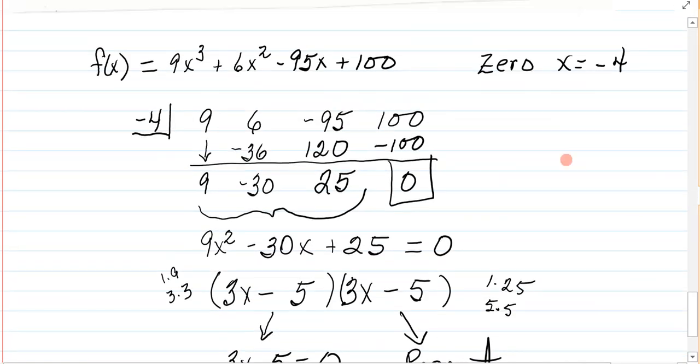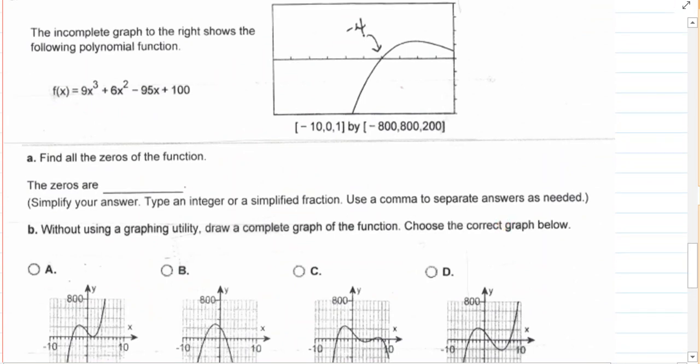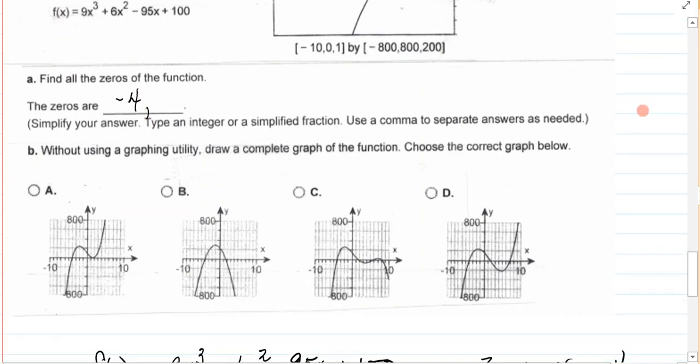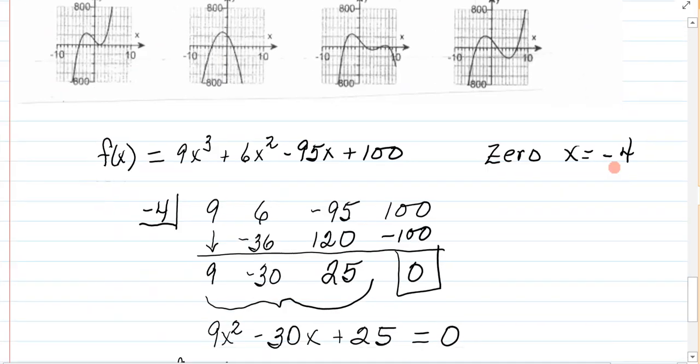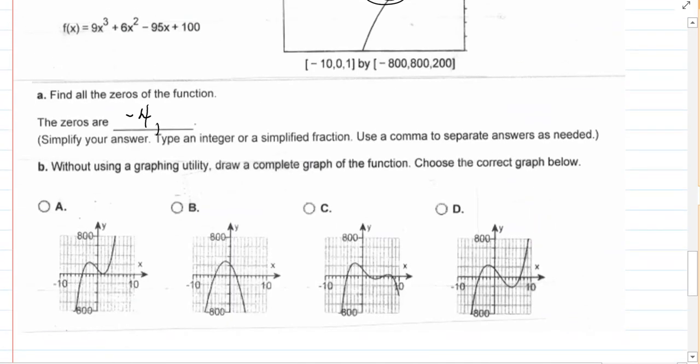So if I go back to the question, and it said to find all of the zeros, well, one of them is -4 that I could see right up here. The others that I couldn't see because I didn't put it in my grapher are both 5/3. So it will only want me to write it once, even though it represents 2 zeros. So what is this going to look like?